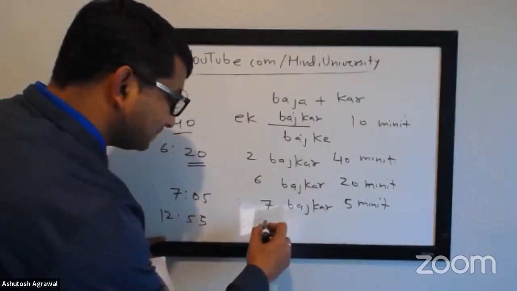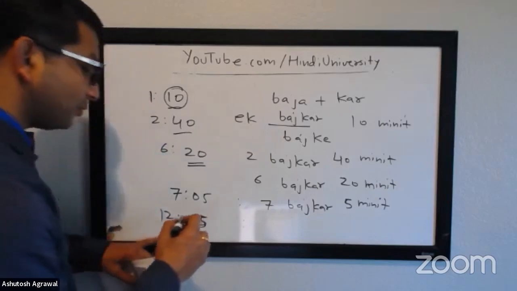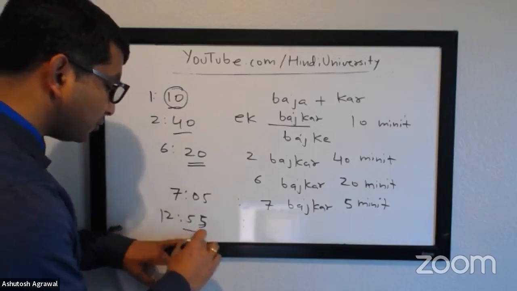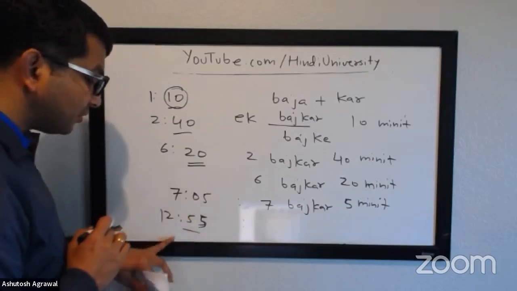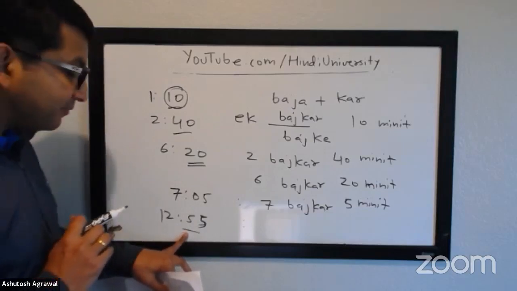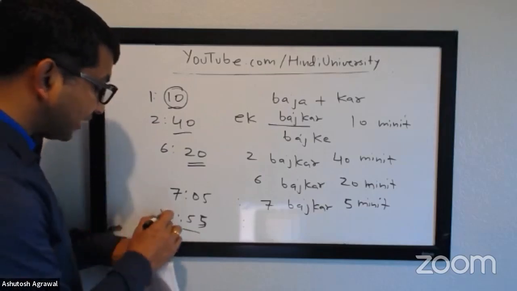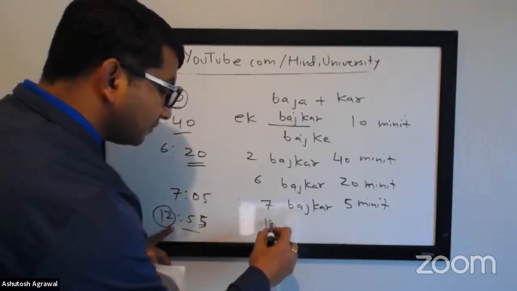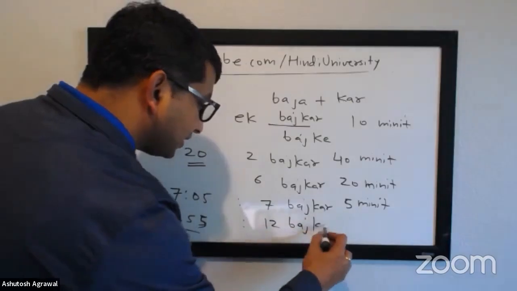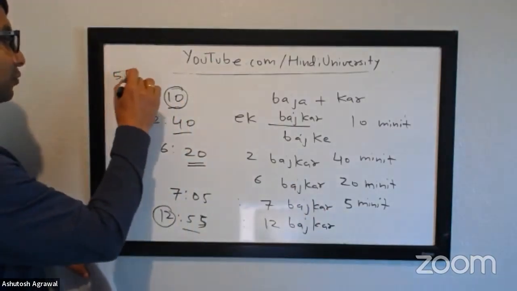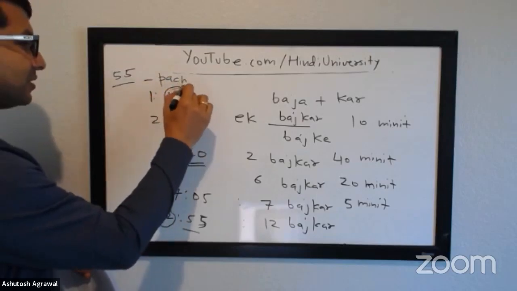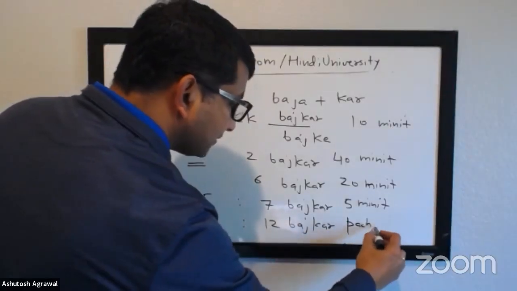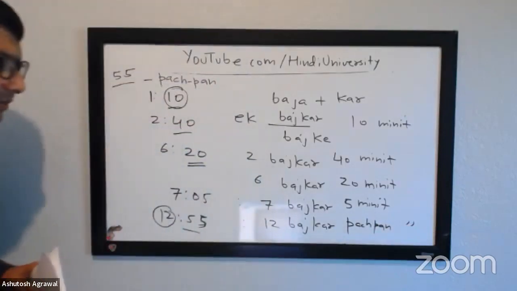I would say 5 to 1, but I don't know how to say 55. So we will practice that, right? Very good observation. She's saying it's 5 minutes to 1 o'clock. Or you can say it's 55 past 12. So 12 is? Barah. Very good, right? You can say barah bajkar, and 55 is? Pachpan. Very good, pachpan. So you say barah bajkar pachpan minute. Very good, right? Barah bajkar pachpan minute. Okay.